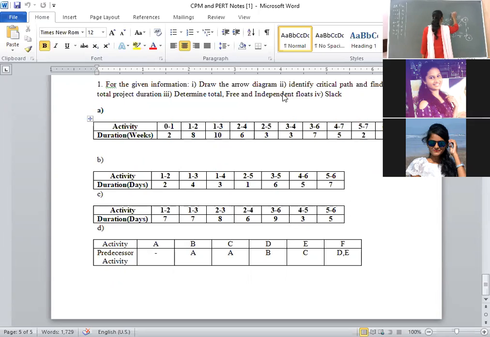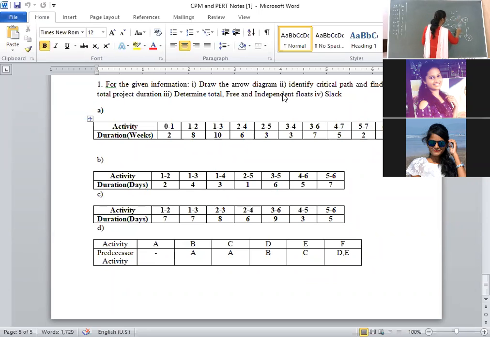Next, how to compute E2 in the forward pass for node 2. For node 2, the incoming arrow is coming from 1. What is the formula for computing E2? E1 plus the time duration taken by the activity 1 to 2. That is E2 is equal to E1 plus T12. E1 value is 0, the time duration is 2. That means E2 value is 2.